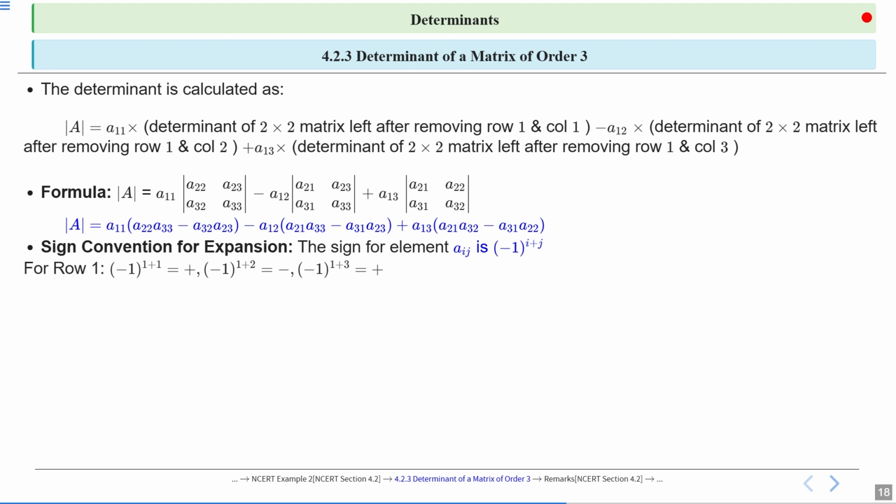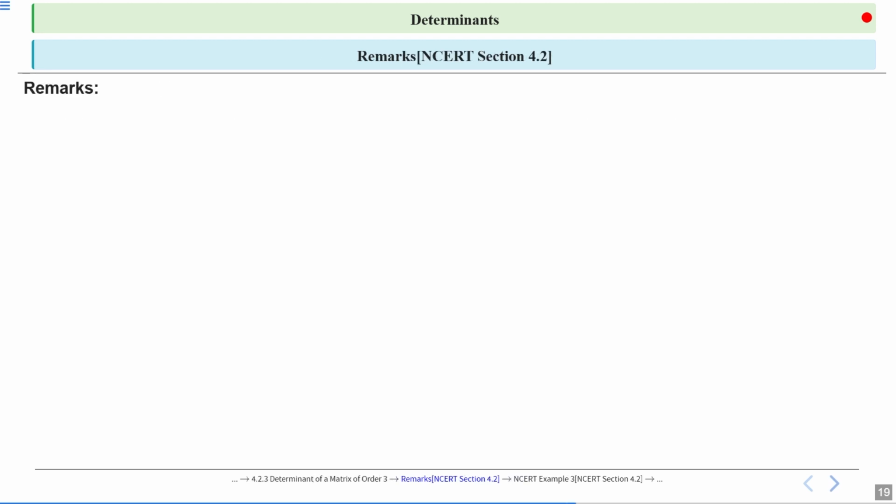Sign convention for expansion: the sign of element aij is minus 1 to the power i plus j. Okay, for any element aij, the sign is just minus 1 to the power i plus j. So for row 1, minus 1 to the power 1 plus 1. Okay, so we do some remarks.